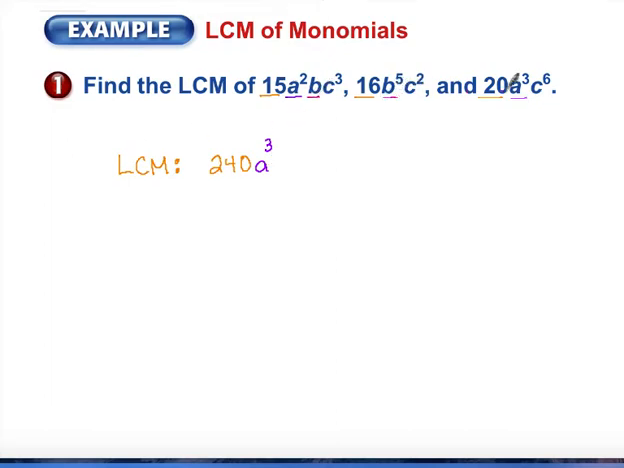Now let's look at our b's. So I have a b to the 5th, and no b. So I'm going to take the highest degree, which would be b to the 5th. And then I look at my c's. I have c cubed, c squared, and c to the 6th power. So I will take that c to the 6th power, and my lowest common multiple is 240 a cubed b to the 5th c to the 6th. That's the number that all three will divide into. It's the smallest number that all three will divide into.